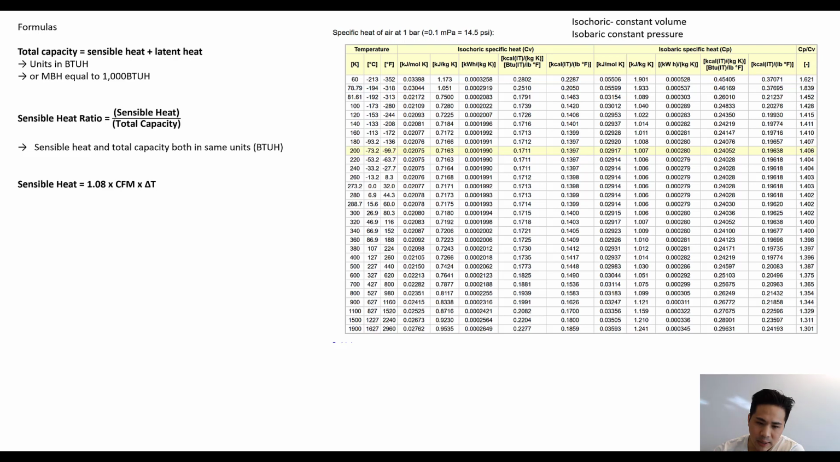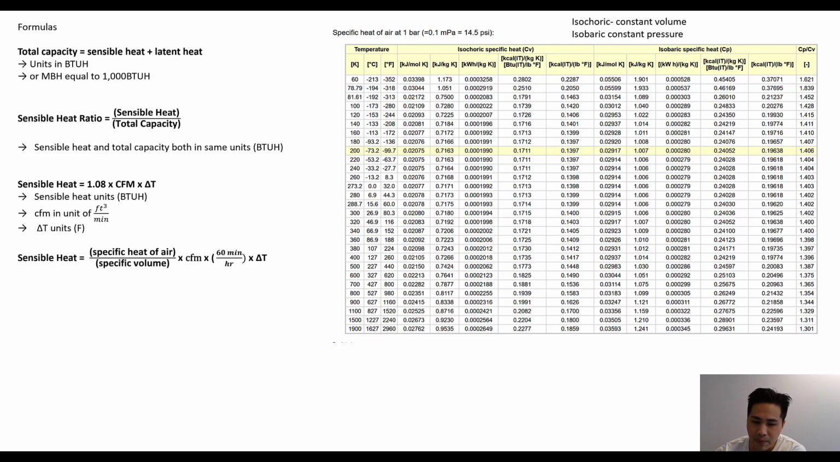Now for the sensible heat, there is a formula that can be used to calculate it, and that is 1.08 times the CFM, which is cubic feet per minute, times delta T. Sensible heat is in units of BTUs per hour, and the delta T is in units of Fahrenheit. And this 1.08 is basically a number that was calculated from given conditions.